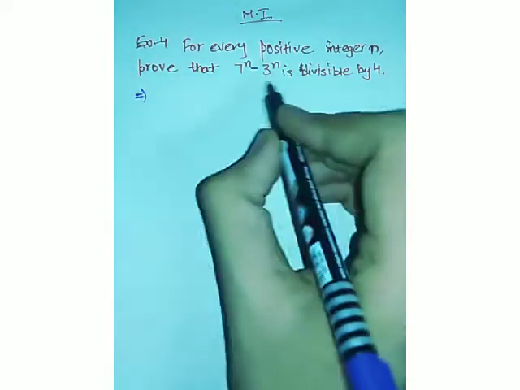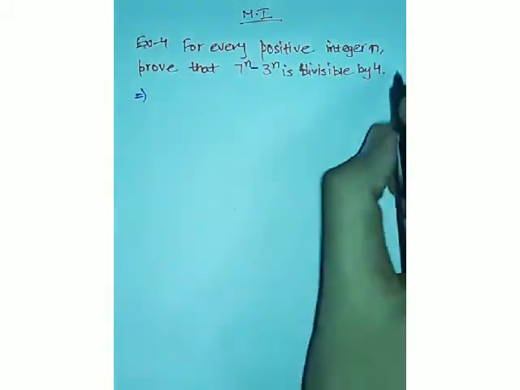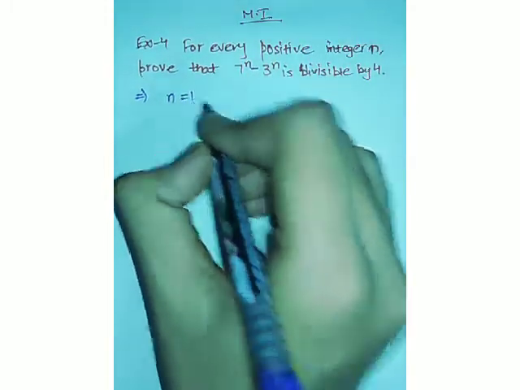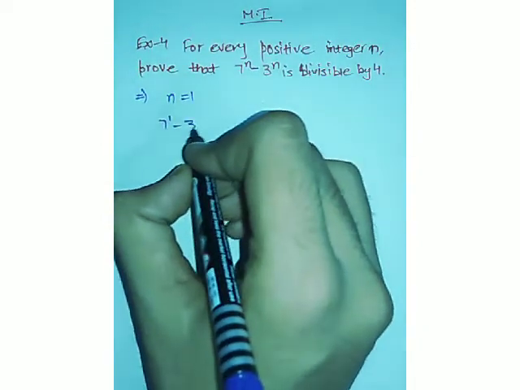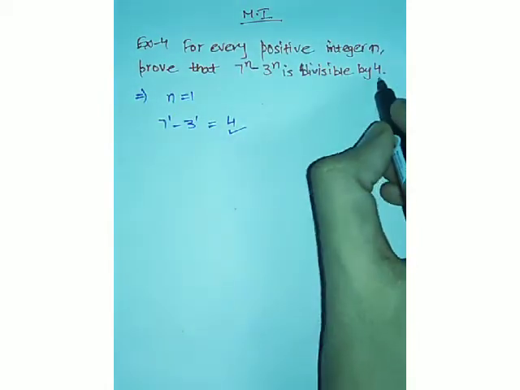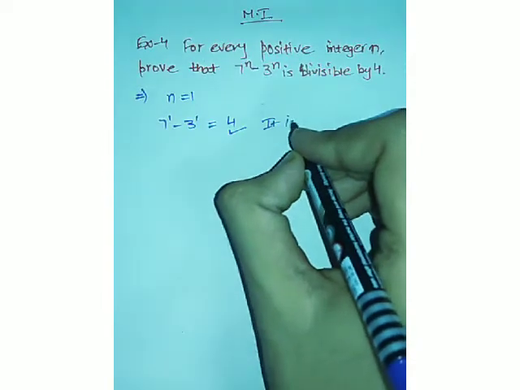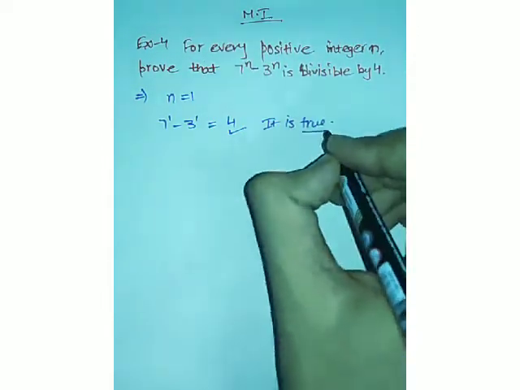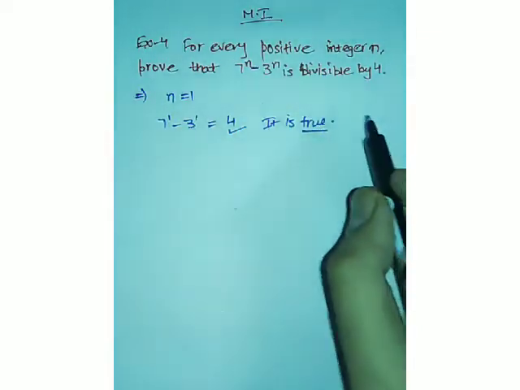Firstly, we have to check whether the given situation is true for n equals 1. Now put n equals 1, you will get 7 minus 3, which means 4. Now you know that 4 is divisible by 4, right? So you will write that it is true for n equals 1. Now we have checked the given case for n equals 1.